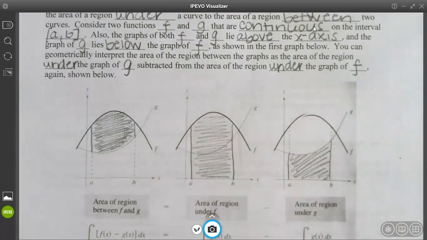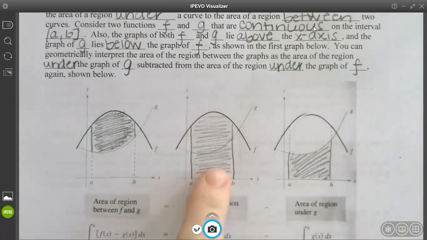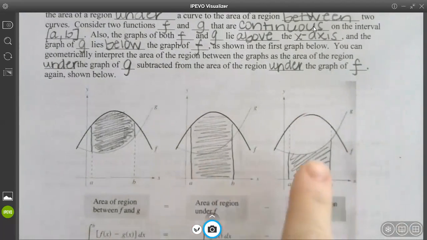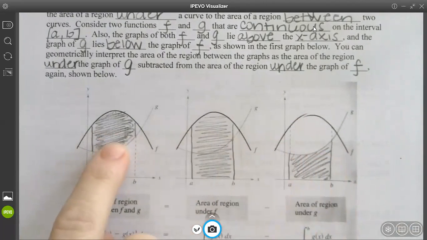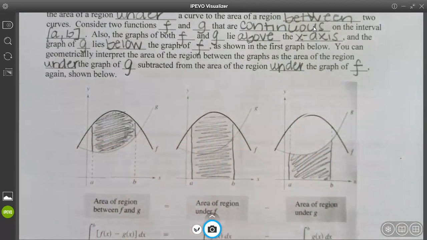So what it's saying is we're going to take this full area under f, subtract this bottom area that we don't want, and that will give us our little area in between the curves. Okay, so same thing that you've been doing. There's nothing any different. We're just going to subtract two integrations.